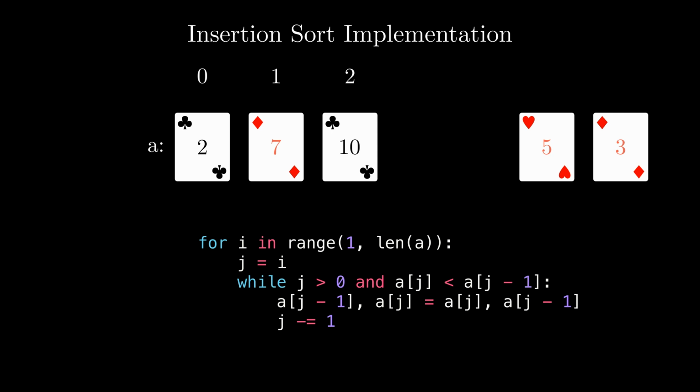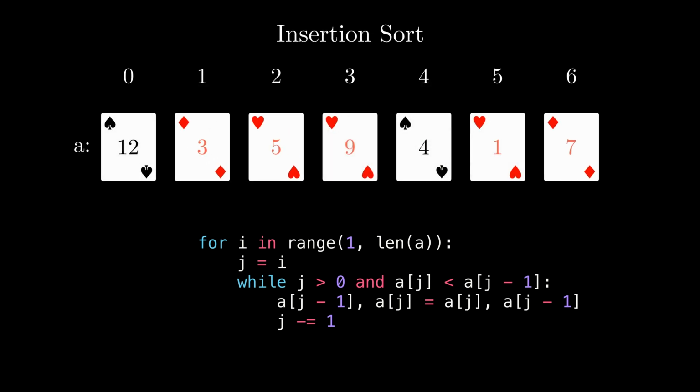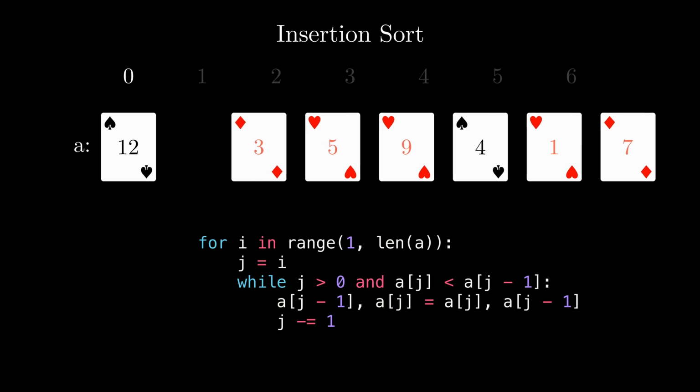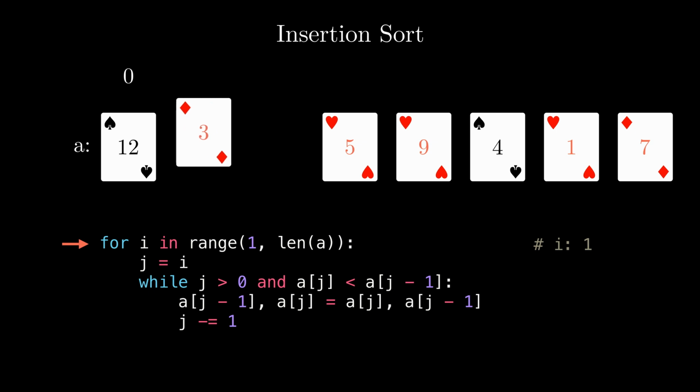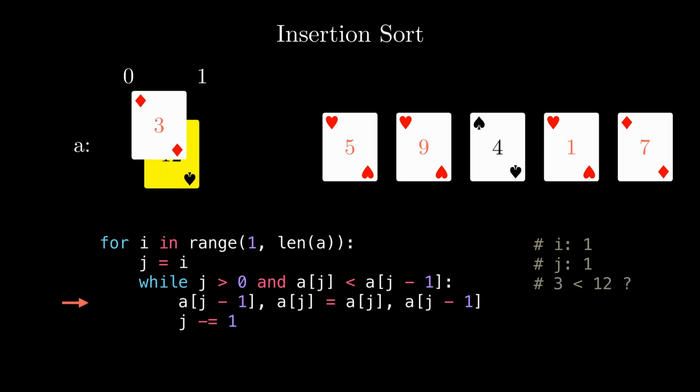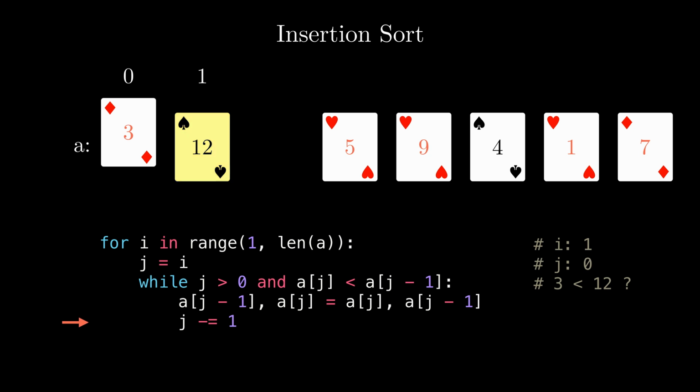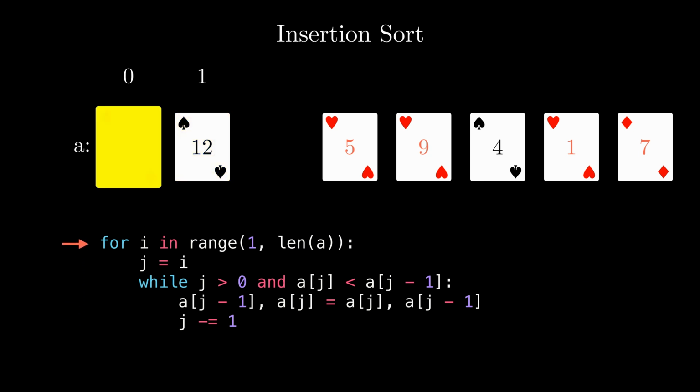To get a better intuition of the insertion sort algorithm, let's simulate the implementation on an example array. So having this array, we'd like to sort it in increasing order. We'll start with i equal to 1, assuming that the first element is already in our hands and we'd like to find the correct place for the element at index 1. We will compare 12 and 3, and as 3 is smaller than 12, we will swap them and decrease the value of j. As j is equal to 0 now, we will break the while loop, and this way we will have 2 sorted cards in our hands.